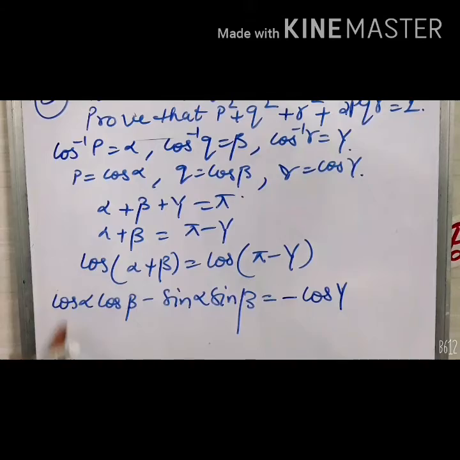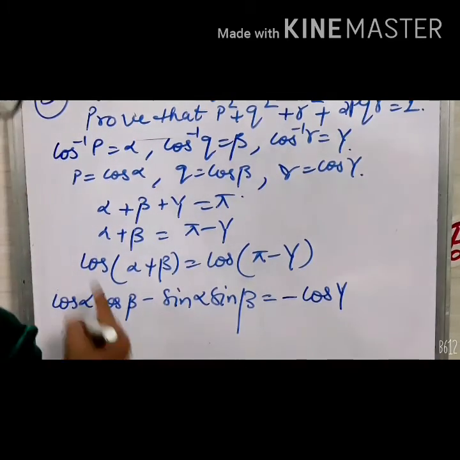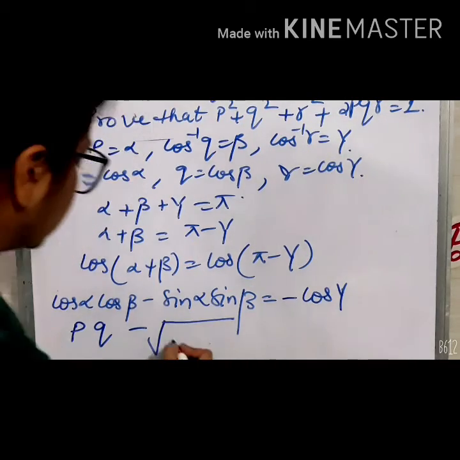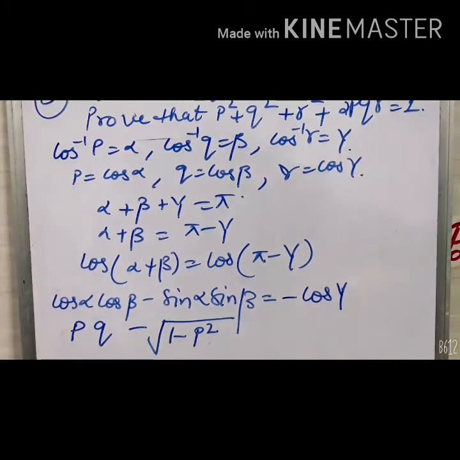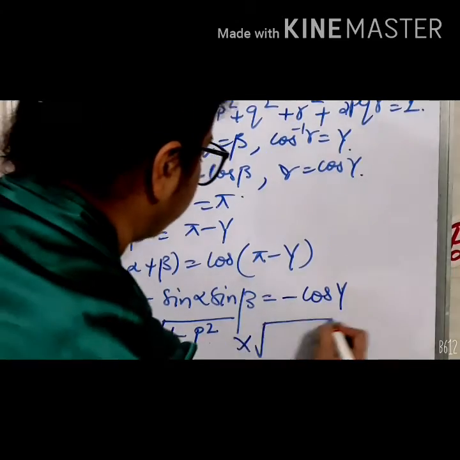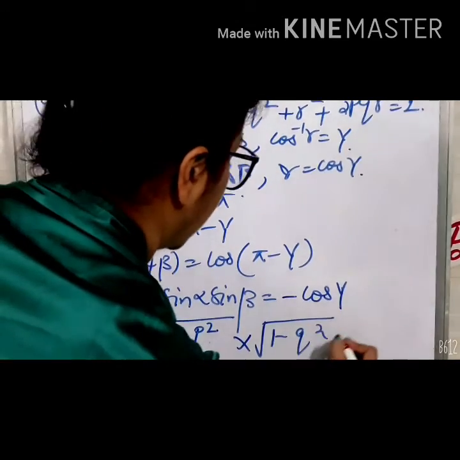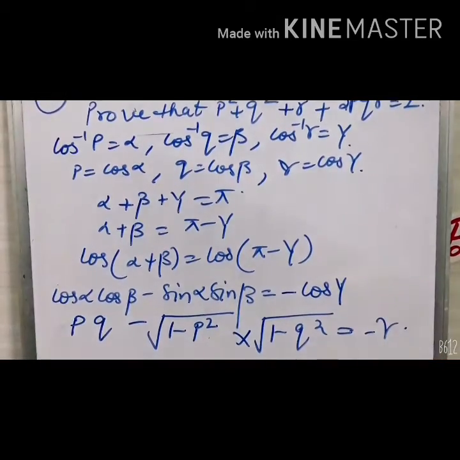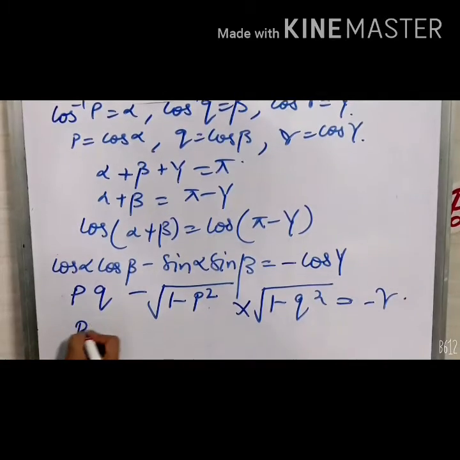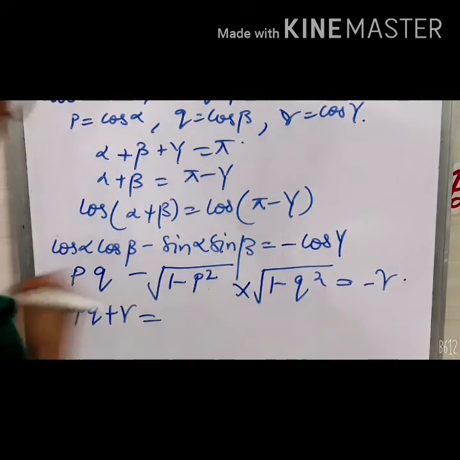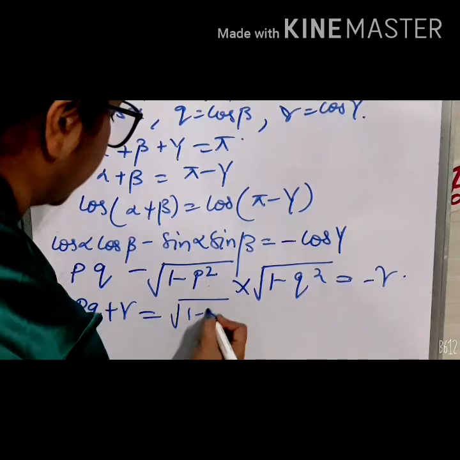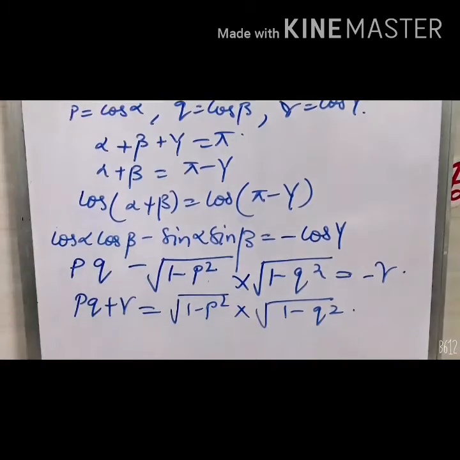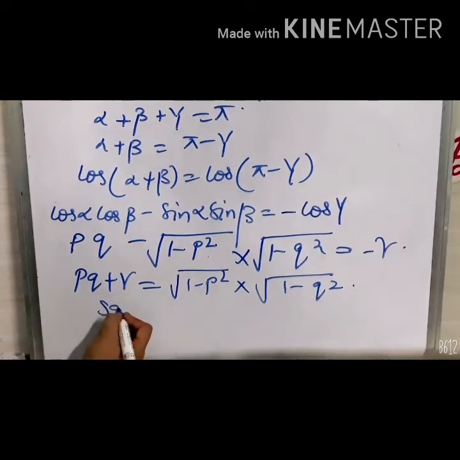Okay. Now it will be like this. What is cos alpha? P. What is cos beta? Q. What is sin alpha? Under root of 1 minus cos square alpha, meaning 1 minus p square. What is sin beta? Under root of 1 minus cos square beta, meaning 1 minus q square. What is the value of cos gamma? Minus of r. Correct? Now, I am shifting r to this side. It becomes pq plus r is equal to under root of 1 minus p square into under root of 1 minus q square. I need to remove the square root.